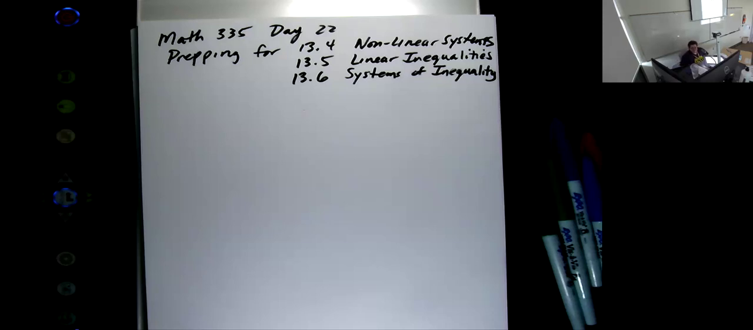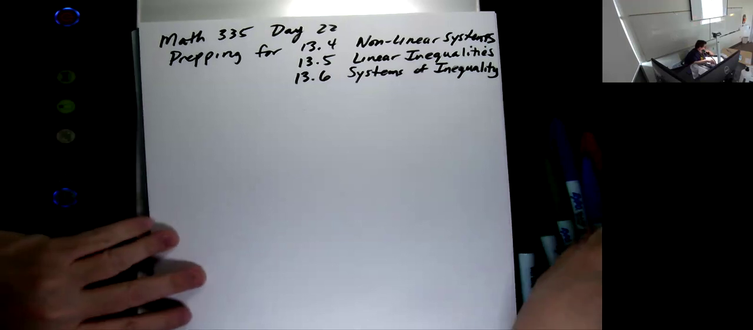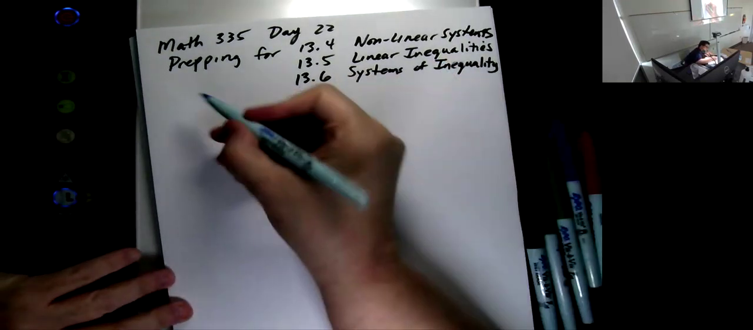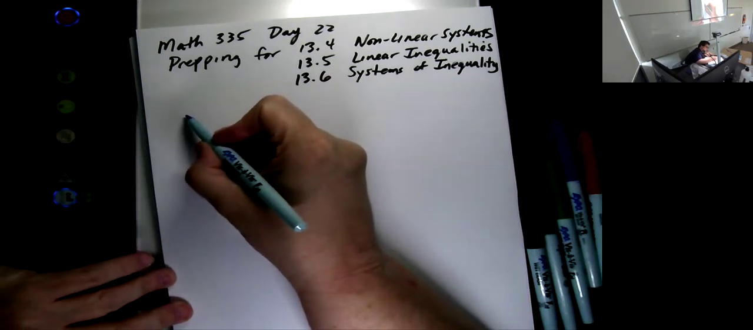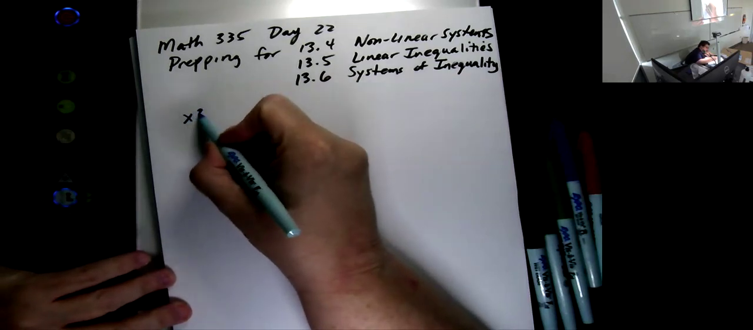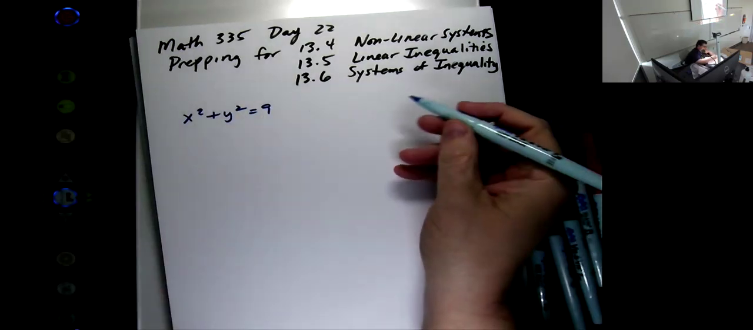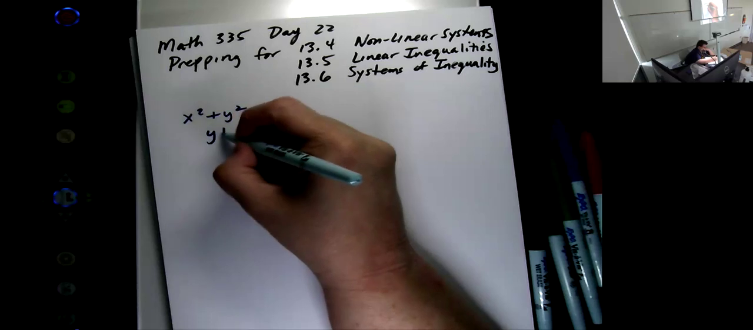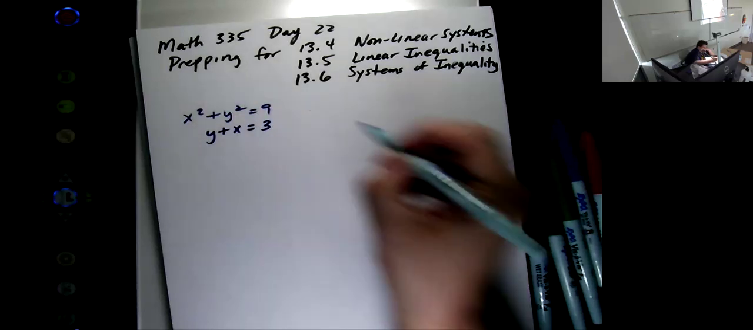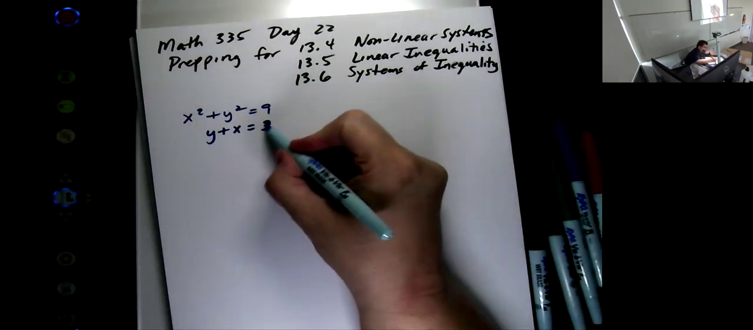And I really think the only real way we're gonna do something effective with you guys is just to jump right into a problem. There's no real explaining what's going on without just doing it. So let's say x squared plus y squared equals 9. And we're gonna do y plus x equals 2. Let's go with 2.